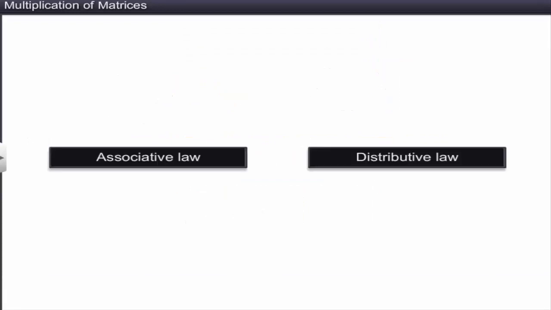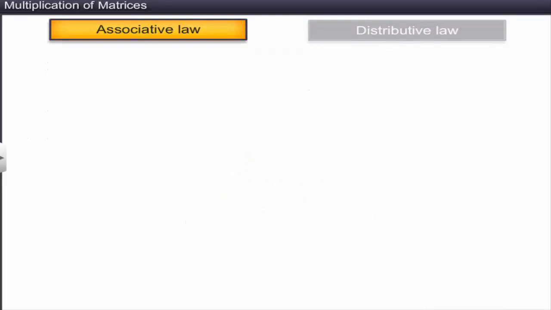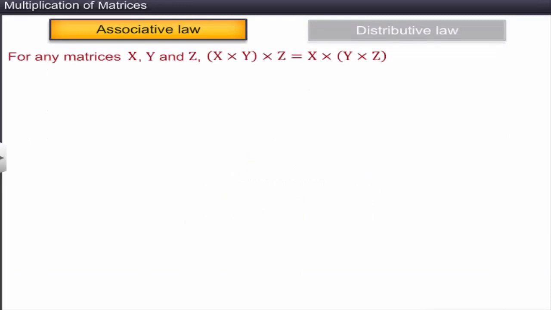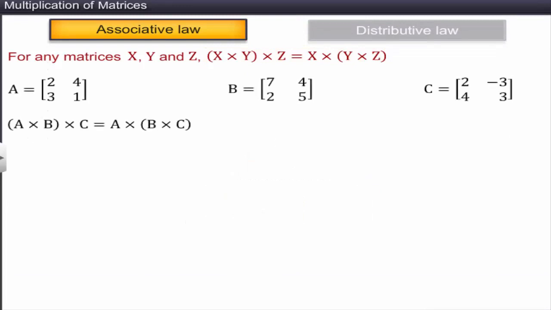The multiplication property over matrices satisfies the associative law and the distributive law. According to the associative law, if we have three matrices, X, Y and Z, then X multiplied by Y multiplied by Z is equal to X multiplied by Y multiplied by Z whenever both sides of the equality are defined. Let's see an example to verify the associative law using matrices A, B and C. First, we will find the left-hand side.